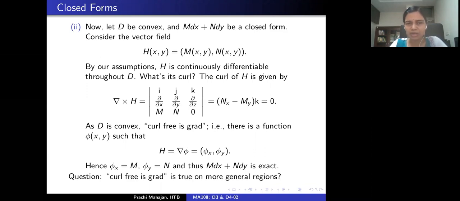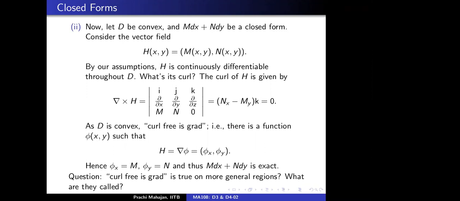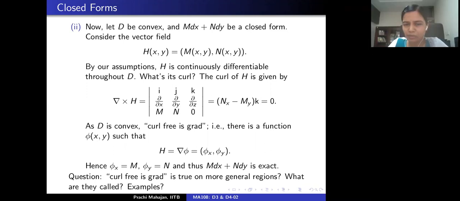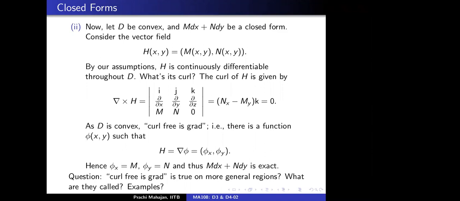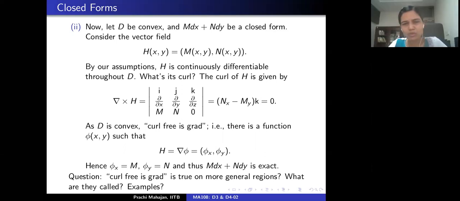One can relax this convexity assumption. This is true in much more general theorems, which I think some of your friends pointed out. What are they called? Open and simply connected. These are simply connected domains. Have you seen those domains? Was this discussed in your calculus course? Yes, it was. Regions without holes.